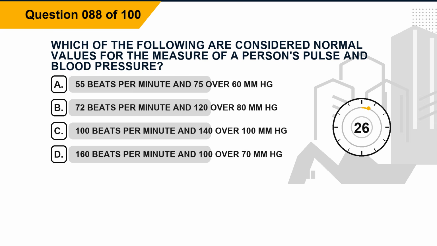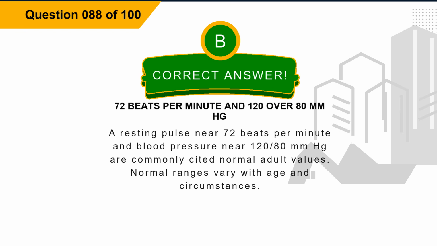Question 88. Which of the following are considered normal values for the measure of a person's pulse and blood pressure? Option A, 55 beats per minute and 75 over 60 mm Hg. Option B, 72 beats per minute and 120 over 80 mm Hg. Option C, 100 beats per minute and 140 over 100 mm Hg. Option D, 160 beats per minute and 100 over 70 mm Hg. The correct answer is option B, 72 beats per minute and 120 over 80 mm Hg. Explanation. A resting pulse near 72 beats per minute and blood pressure near 120/80 mm Hg are commonly cited normal adult values. Normal ranges vary with age and circumstances.